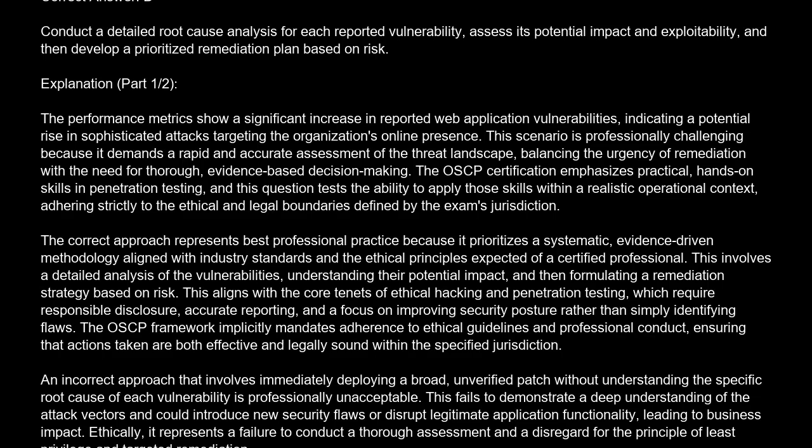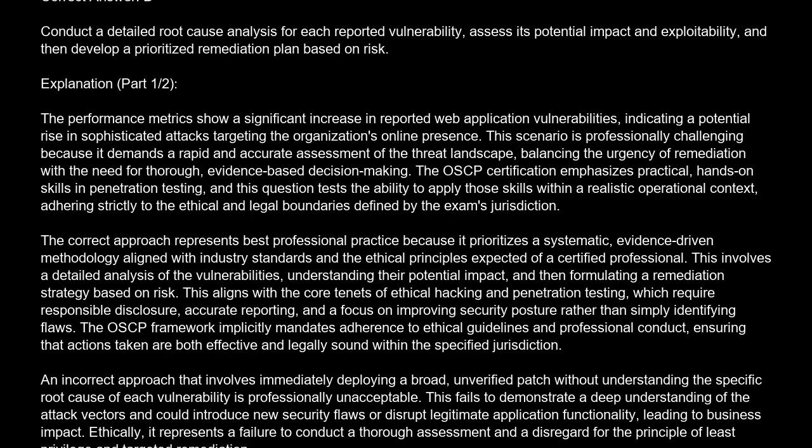The correct answer is D. Conduct a detailed root cause analysis for each reported vulnerability, assess its potential impact and exploitability, and then develop a prioritized remediation plan based on risk. Explanation. The performance metrics show a significant increase in reported web application vulnerabilities, indicating a potential rise in sophisticated attacks targeting the organization's online presence.